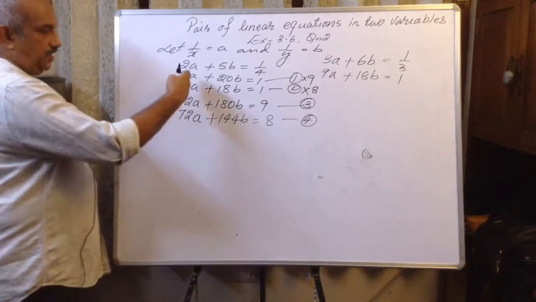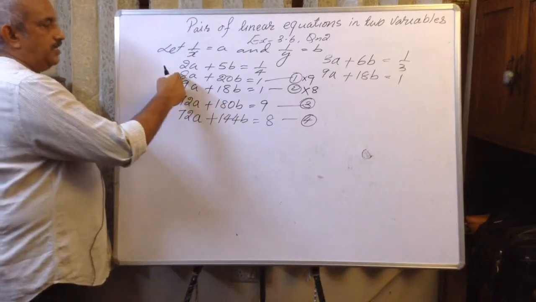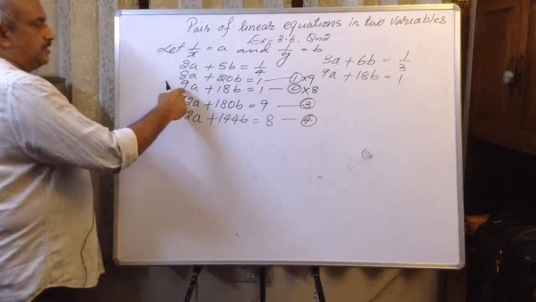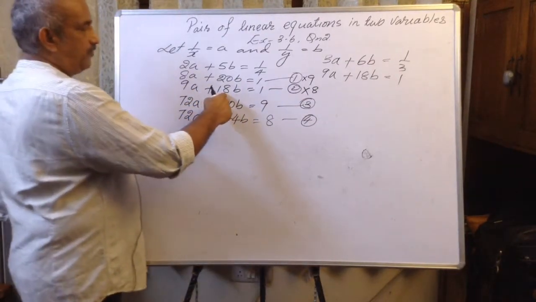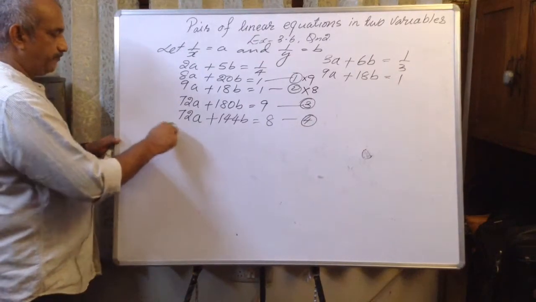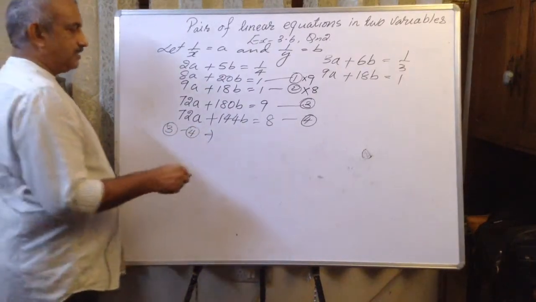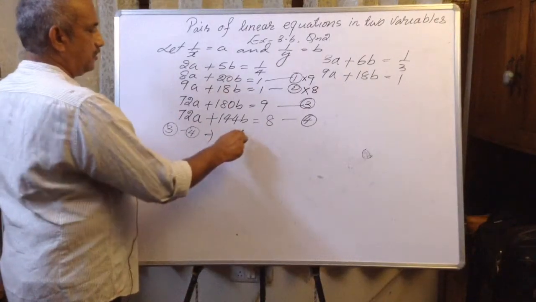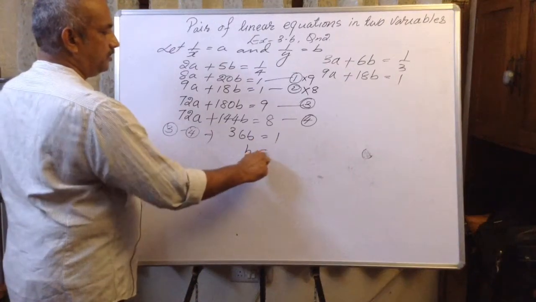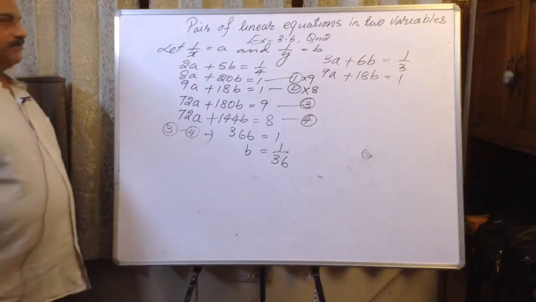Now I am making the coefficient same. So I multiply this one by 9 and this one by 8. 9 8s are 72, 9 2s are 18, so 180, 9 1s are 9, and here it is 9 8s are 72, 18 8s are 144, and 8 1s are 8. So I am going to subtract. Now 3 minus 4 gives 72a minus 72a cancel. 180 minus 144, 36b is equal to 1. b is equal to 1 upon 36.